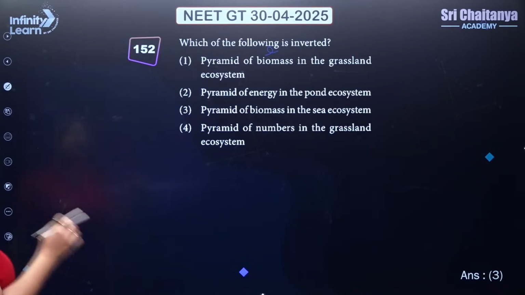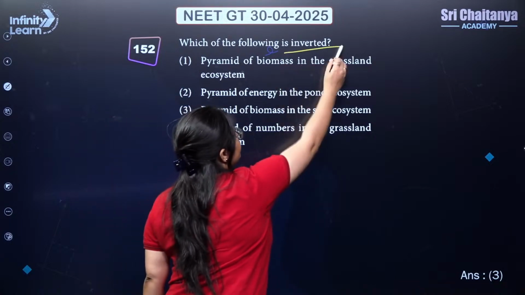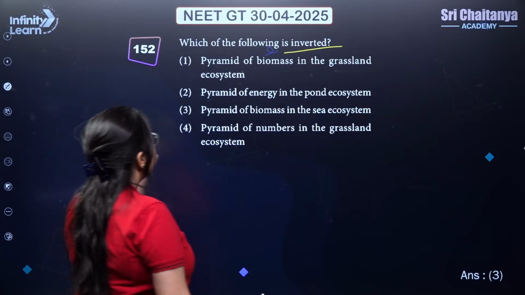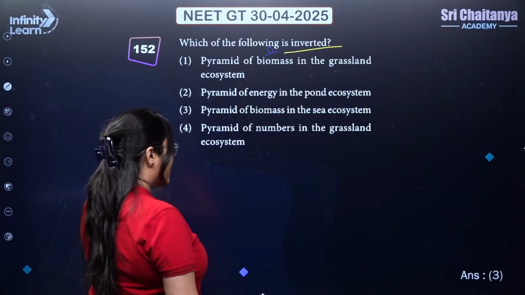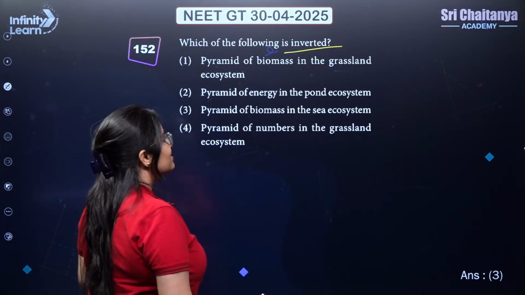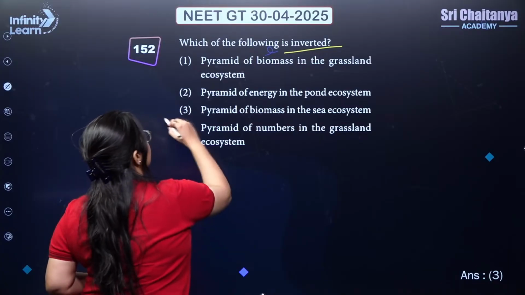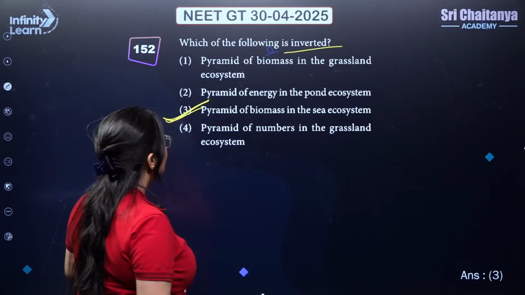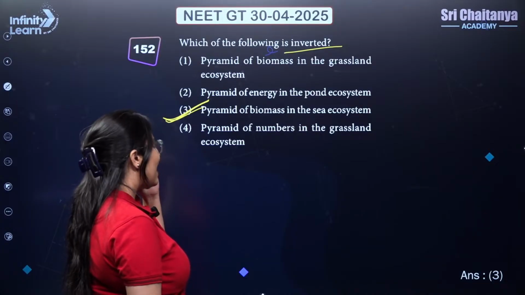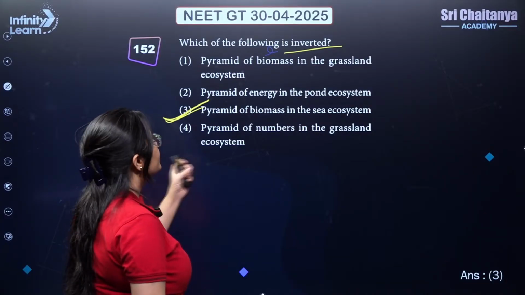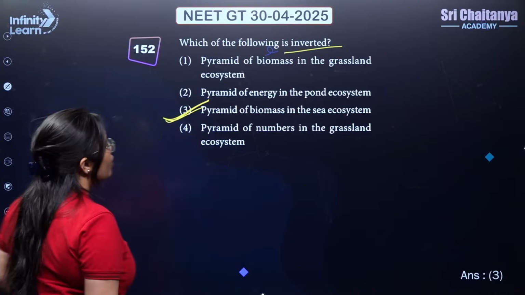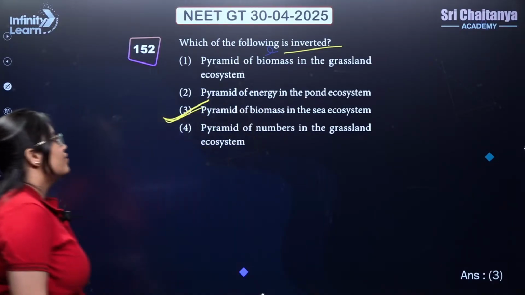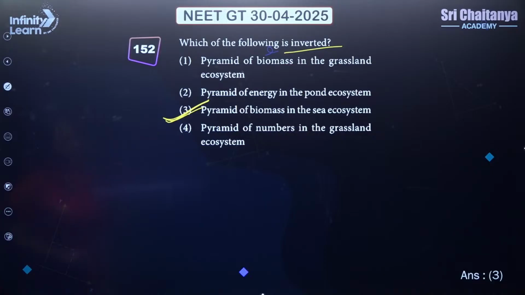Which of the following is inverted? Very simple, from your NCERT. Pyramid of biomass in the sea ecosystem is inverted. So your correct answer, my lovely kids, is 3.